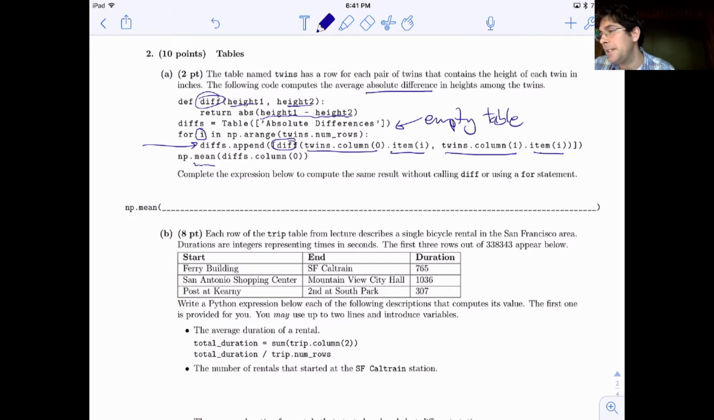Okay, so then it says complete the expression below to compute the same result without calling diff or using a for statement. In order to do that, we're going to have to do some array manipulation. So the array manipulation that we're going to do takes advantage of the fact that if you subtract one array from another, you get the differences of all the corresponding elements. So you don't have to get item I from one column and item I from the second column and then take the difference between them. Instead, you can just subtract one column from the other.